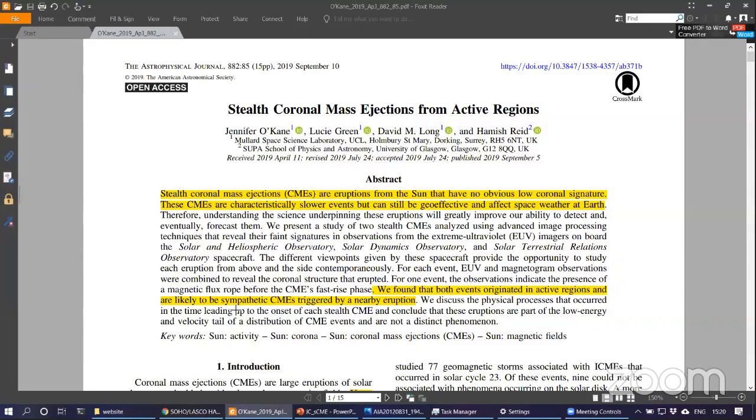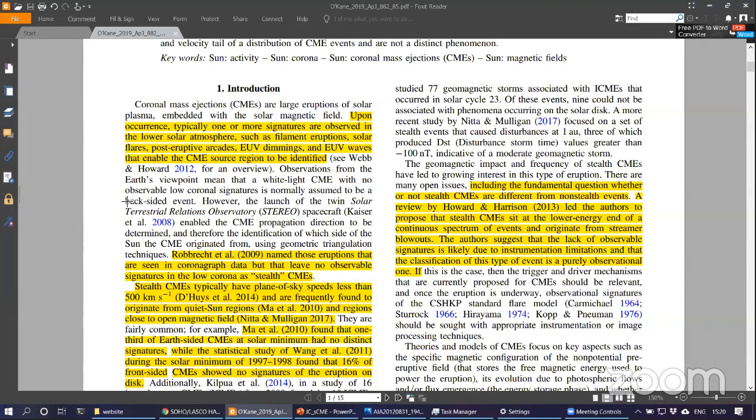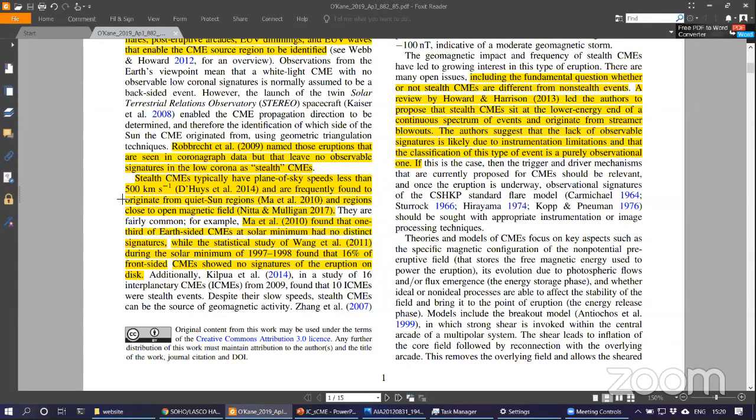And regarding strength, how are these with respect to the normal CME? What are the energetics like? Normal CMEs can have speeds up to 1,000, even 2,000 or 3,000 kilometers per second for the extreme ones, where the average one may lie in the range of 400, 500. But the majority of these stealth CMEs, based on some statistics, have speeds less than 500 kilometers per second. So the energy input to these CMEs may be lower than the typical CMEs which we see normally.